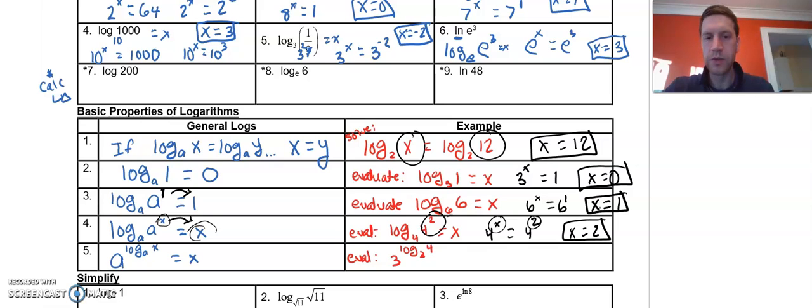Okay, this next one looks a little goofy. Number 5 is actually an exponential term. It's not a log term. The exponent has a log in it, but this is a base raised to an exponent.